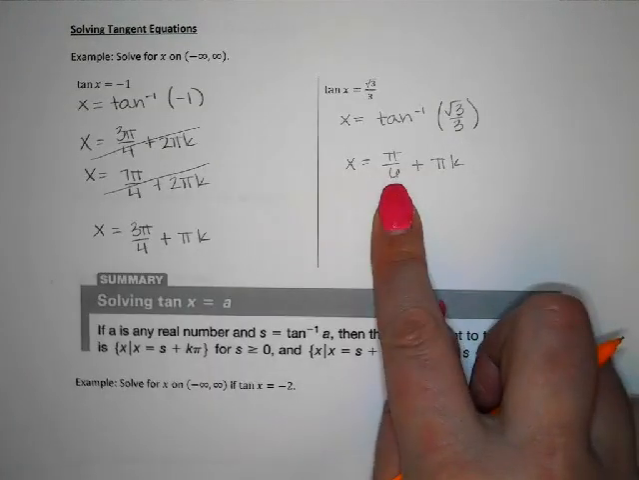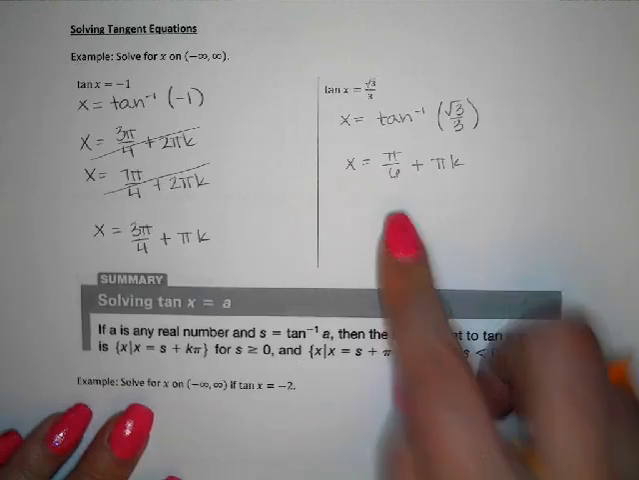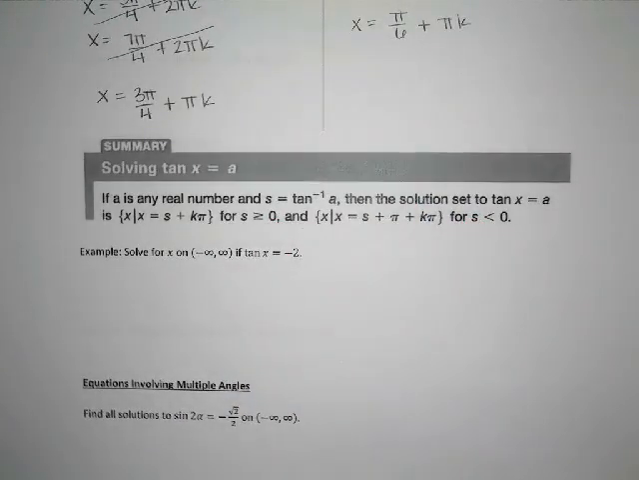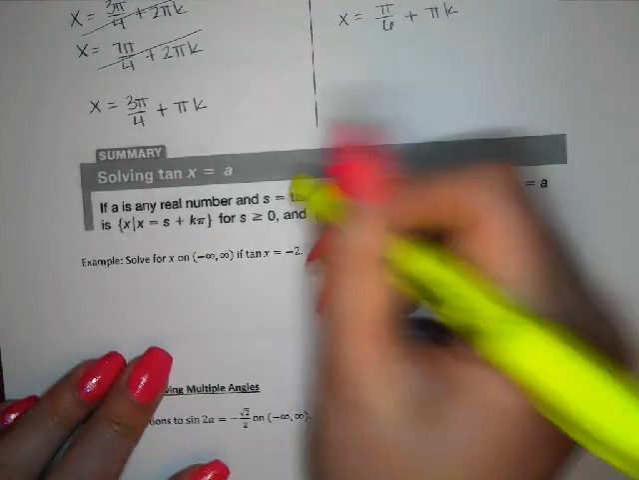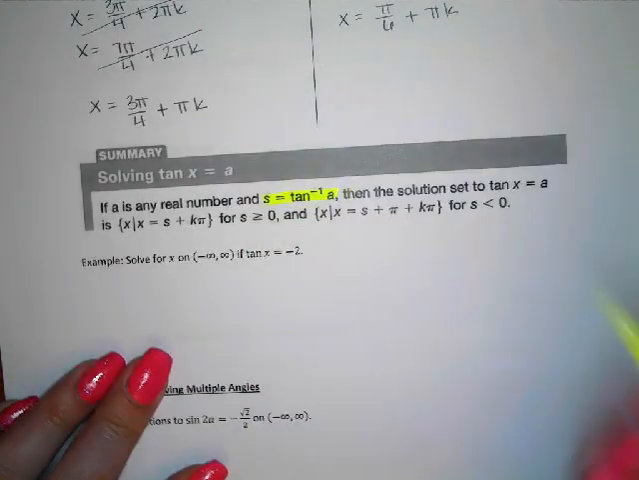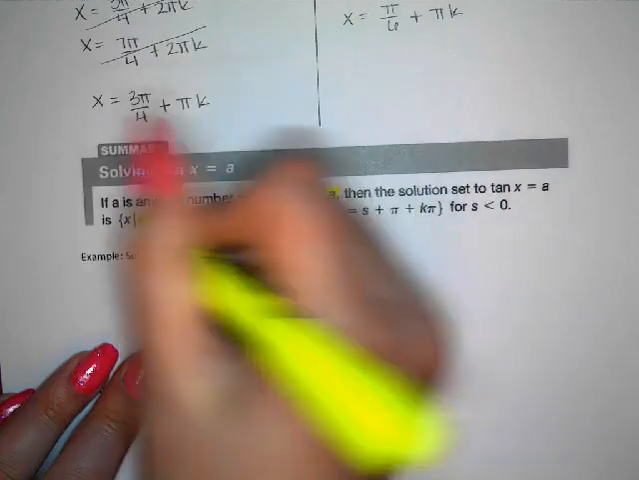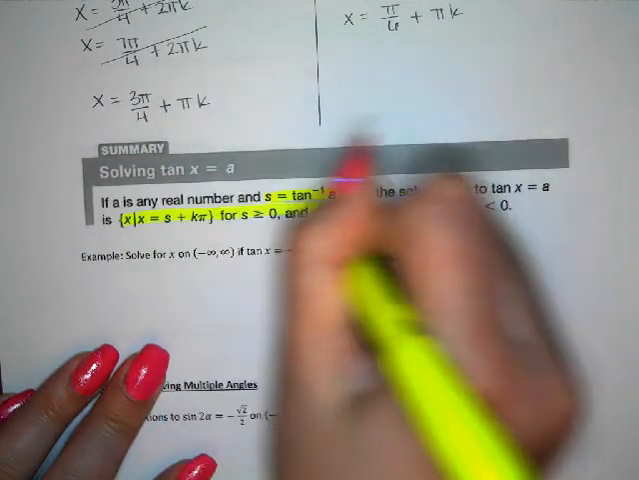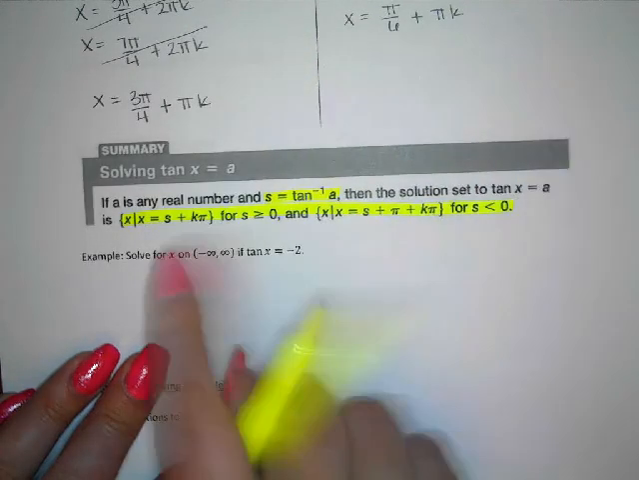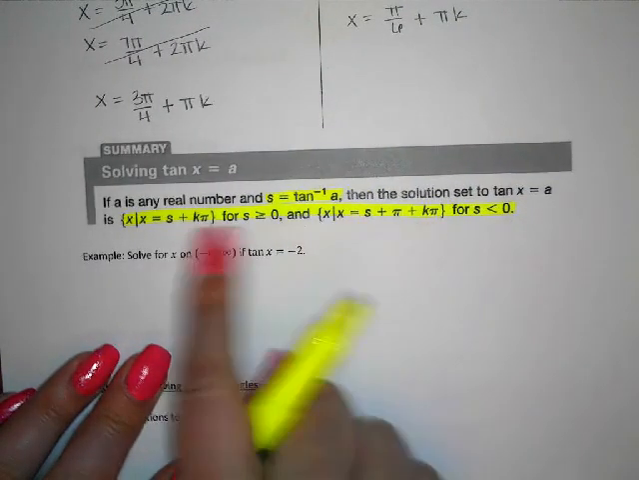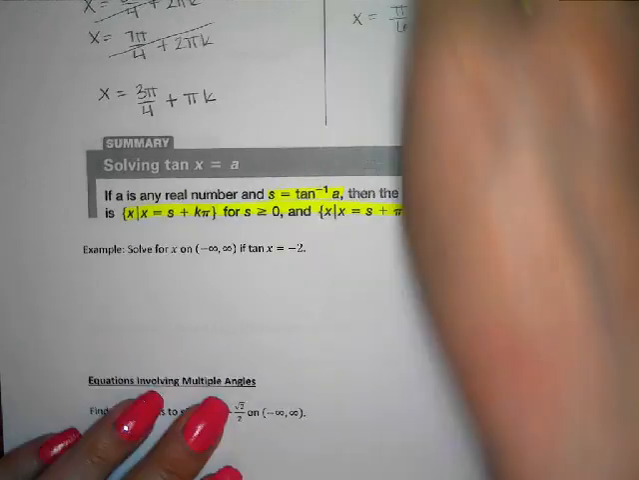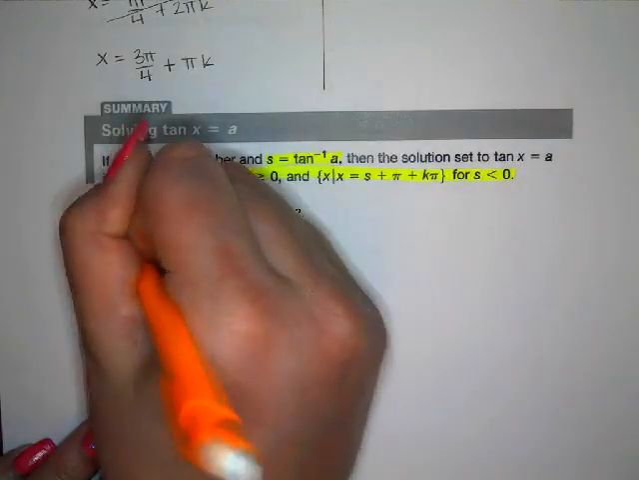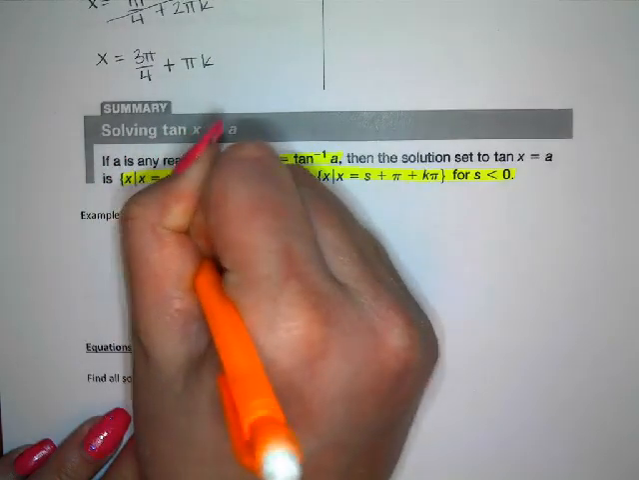Okay, and then down here we have the shortcuts for tan. It says if s is tan inverse of the angle, then any solution can be found using these formulas. Okay, so we'll go ahead and do it for this one. This is one that would not be on the unit circle. So the angle is tan inverse of -2.